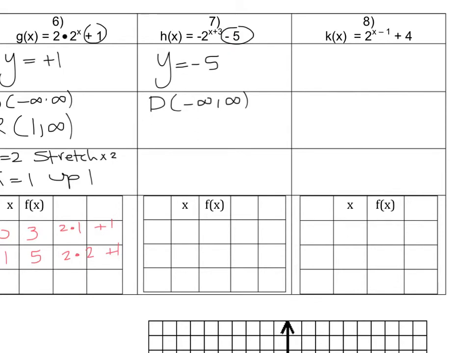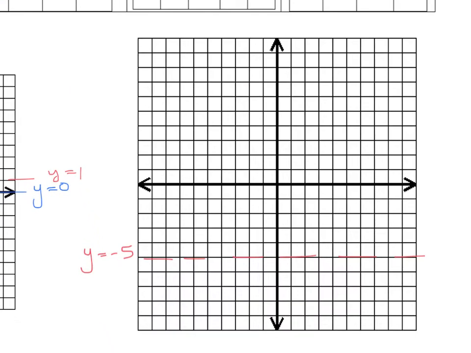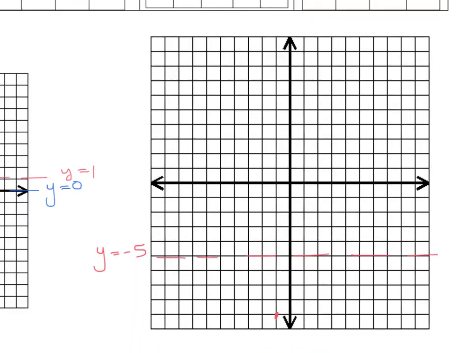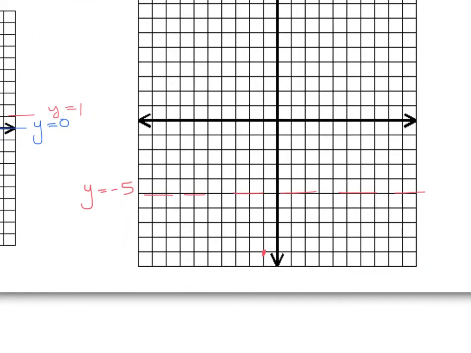So what did we find? We found negative 1, negative 9, and negative 2, negative 7. So let's go ahead and plot them and see how they will look. Negative 1, negative 9, it's going to be below my asymptote. And the other one is negative 2, negative 7. So then my graph is going to be very close to the asymptote, but going down.